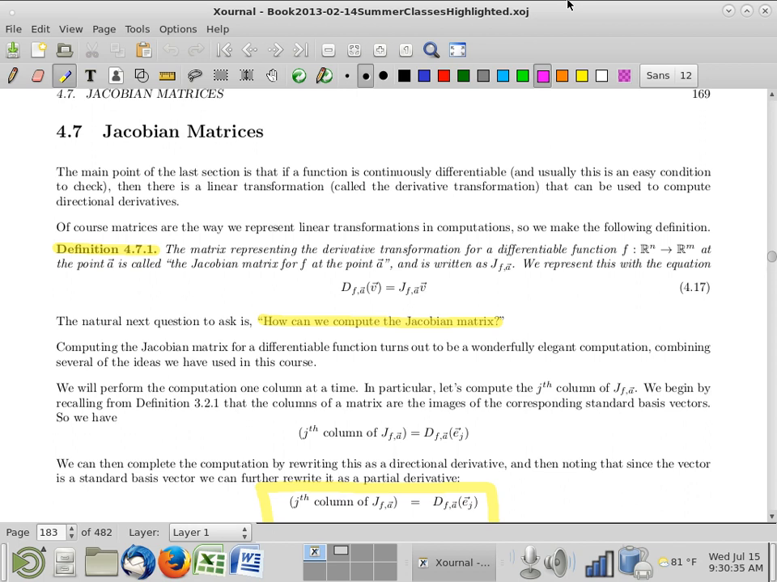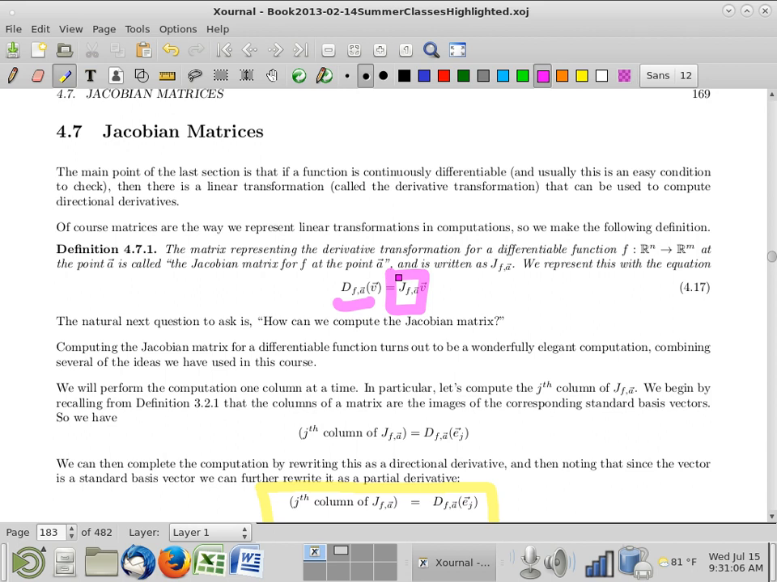But differentiability is the big one, and if a function is differentiable, then nice sophisticated things we can't talk about happen, but more practically, you can compute directional derivatives with a linear transformation. And it's called the derivative transformation, and that is the linear transformation that we study with Jacobian matrices. Specifically, that linear transformation is represented by a Jacobian matrix. That's the definition of the Jacobian matrix.